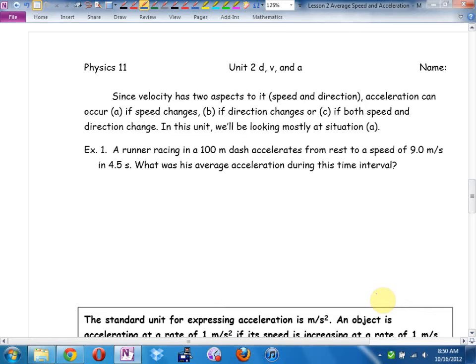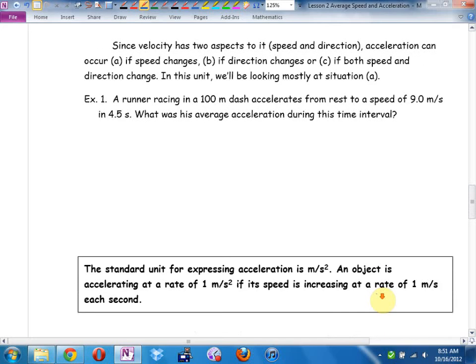Since velocity has two aspects to it, speed and direction, acceleration can occur two ways. If speed changes, or if direction changes, or if both speed and direction change. In this unit, we'll mostly be looking at situation A. In Physics 12, we'll look at all three. Let me give you an example.